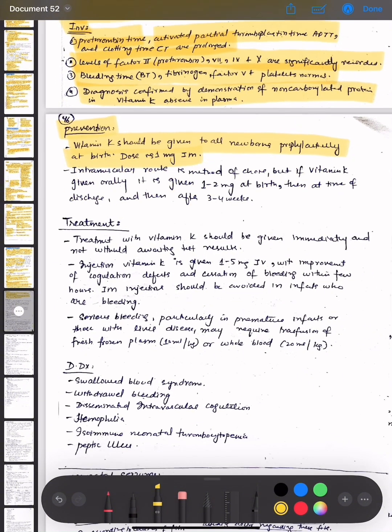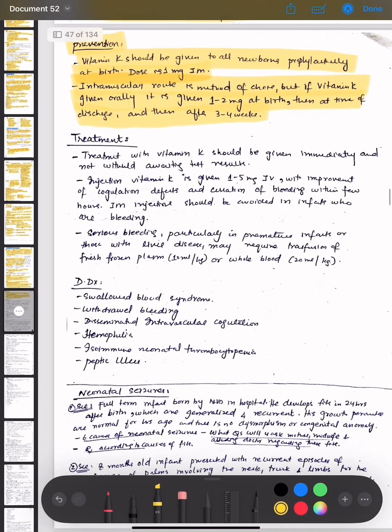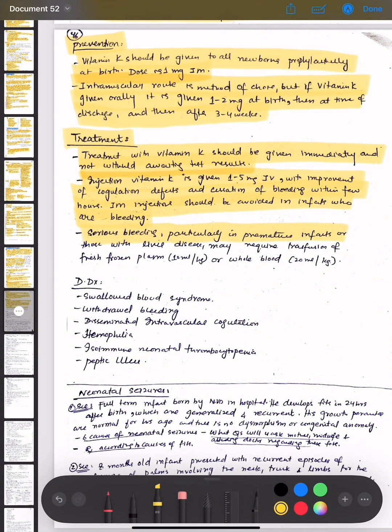The treatment options for hemorrhagic diseases are that the treatment with vitamin K should be given immediately and not delayed awaiting the test results. Injection vitamin K is given 1 to 5 mg intravenously with the improvement of coagulation defects and cessation of the bleeding within few hours. Intramuscular injections should be avoided in infants who are bleeding. Serious bleeding, particularly in premature infants or those with liver disease, may require transfusions of fresh frozen plasma or whole blood, that is 20 ml per kg.